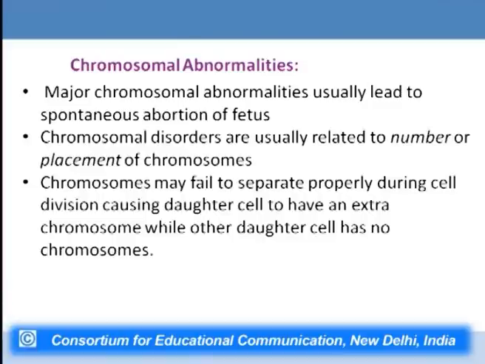Now, how is there an aberration in the number of chromosomes? It might occur due to failure of chromosome to separate properly during cell division in meiosis, which leads the daughter cells to either have an extra chromosome or other daughter cells to have no chromosome of a representative set. So, that is how abnormality in the number of chromosomes is created.